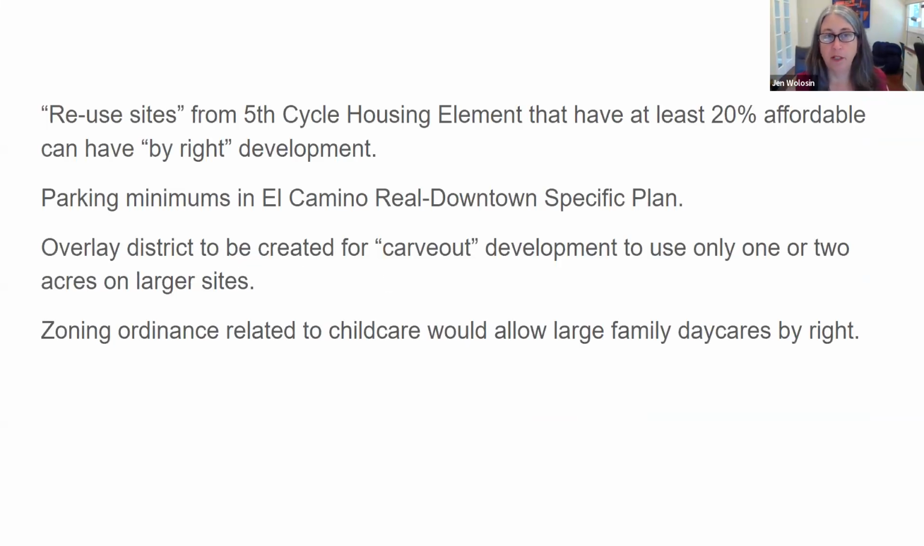I've covered those 3 zoning districts and all of our supersizing densities for 100% affordable. There are a few other zoning changes that I'm not going to cover in detail. Those include, for sites that were in the cycle 5 housing element that have at least 20% affordable, by-right development, which means those don't need any discretionary review. There are also going to be conversations around parking minimums, especially around the El Camino Real downtown specific plan. And actually for 100% affordable, I believe there are some state laws around parking requirements near transit that have been lifted, but also conversations about parking requirements at different sites and zoning districts.